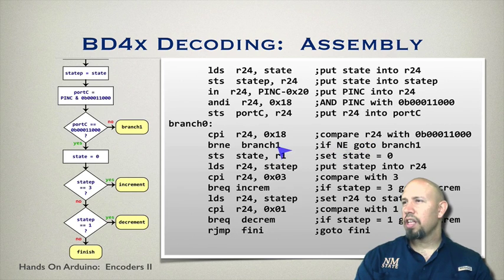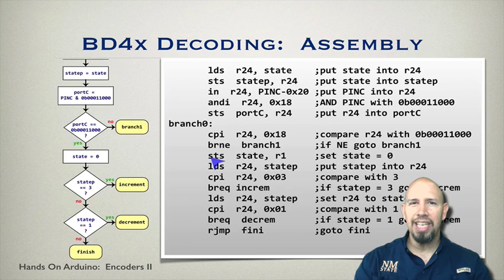If it continues, then that means it must be equal. And so we're going to put into state the variable state R1. We've already cleared R1, so essentially we're setting the state equal to 0. This is one way of doing that. Notice you can't do a load immediate into memory. So this is the next best thing. Since we already know that R1 is 0, we do an STS to put it into the state.